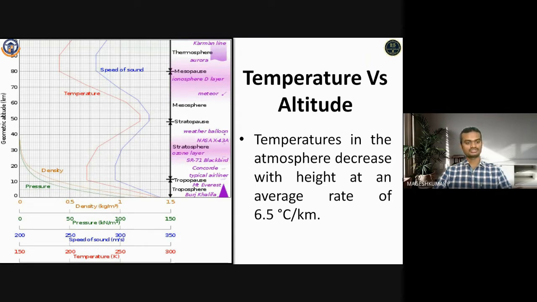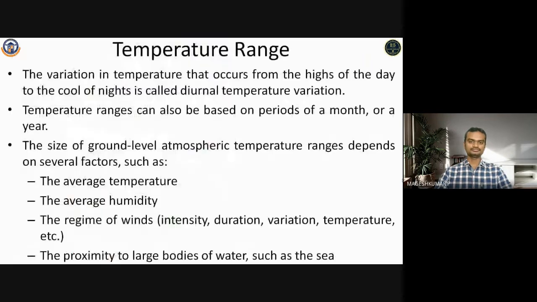And again, you can also look at the pressure value. It starts to decrease in the troposphere, and it reaches a very minimum value, around zero, in the stratosphere. The temperature in the atmosphere decreases with the height at an average rate of 6.5 degrees Celsius per kilometer. This is the temperature decreasing rate. We call it the lapse rate. I will explain it in the coming slides.